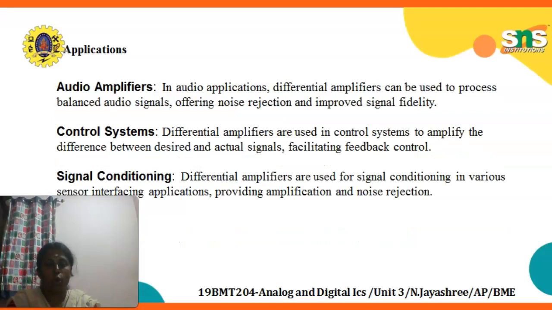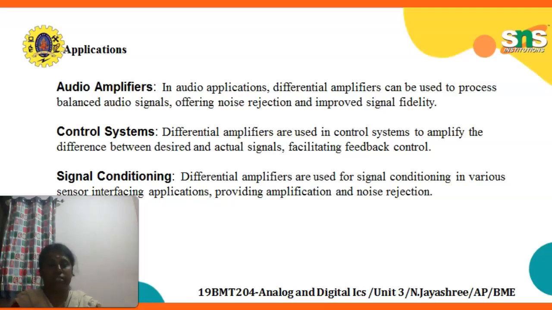Next one is audio amplifiers. In audio applications, differential amplifiers can be used to process balanced audio signals, offering noise rejection and improved signal fidelity. Next one is control systems. Differential amplifiers are used in control systems to amplify the difference between the desired and actual signals, facilitating feedback control. At last, signal conditioning. Differential amplifiers are used for signal conditioning in various sensor interfacing applications, providing amplification and noise rejection.